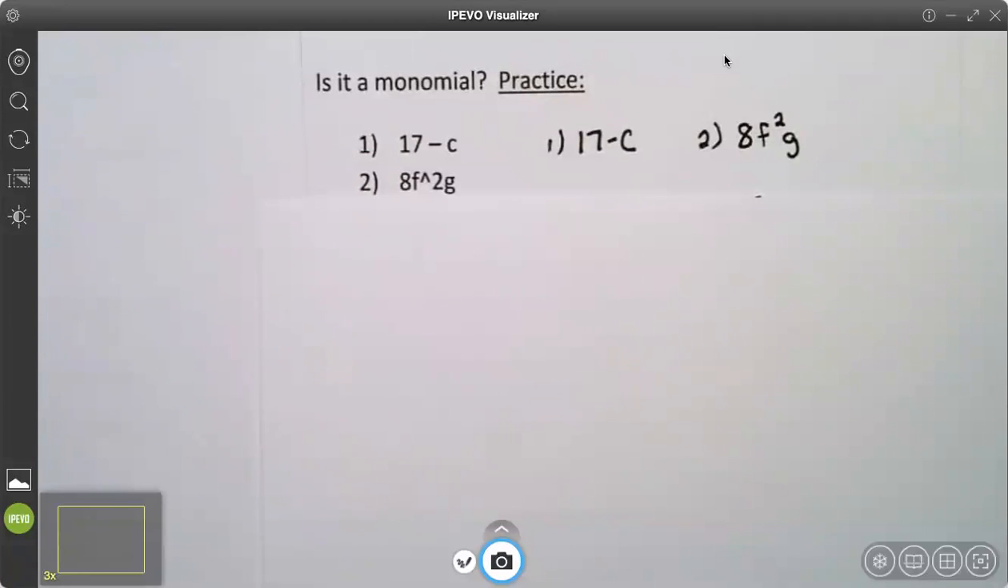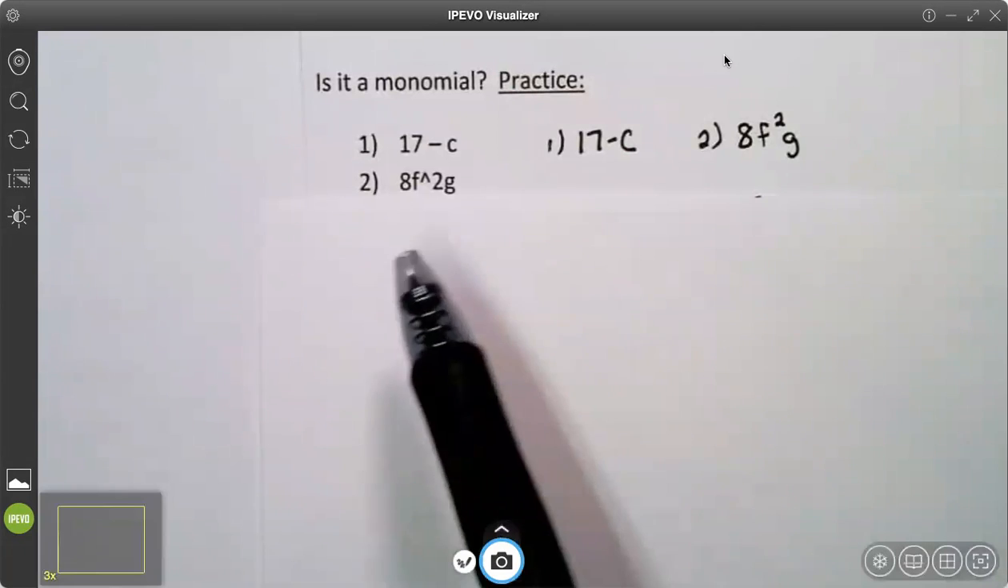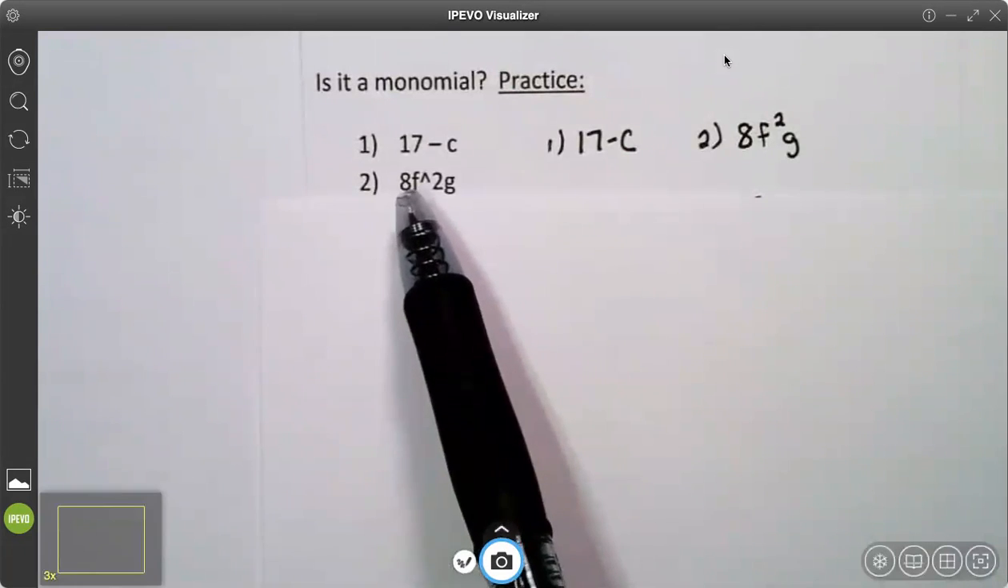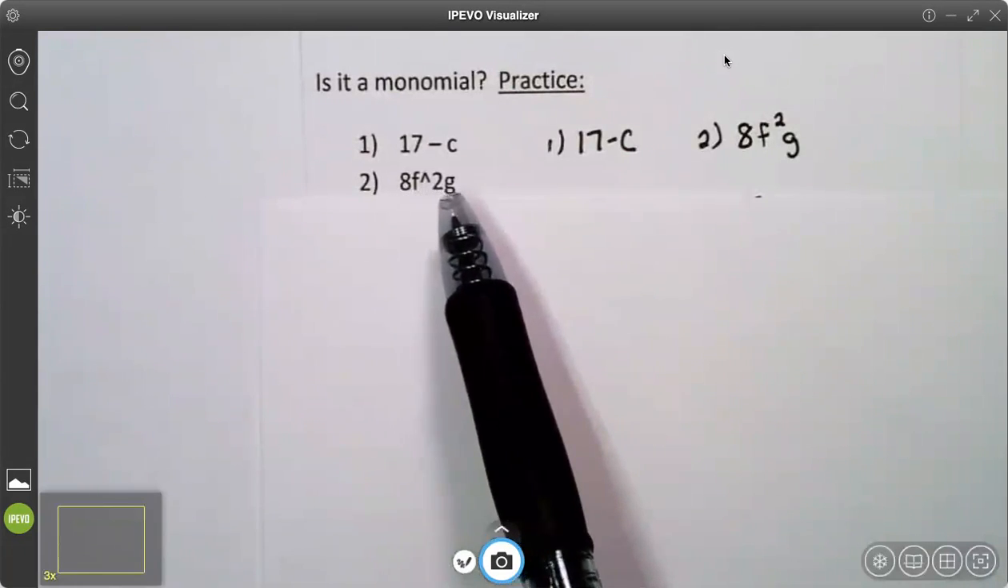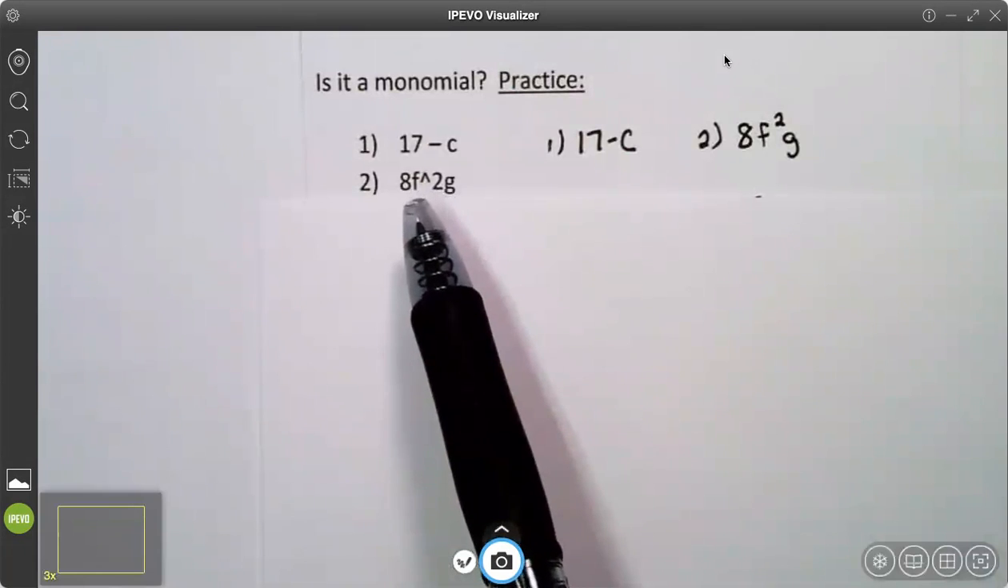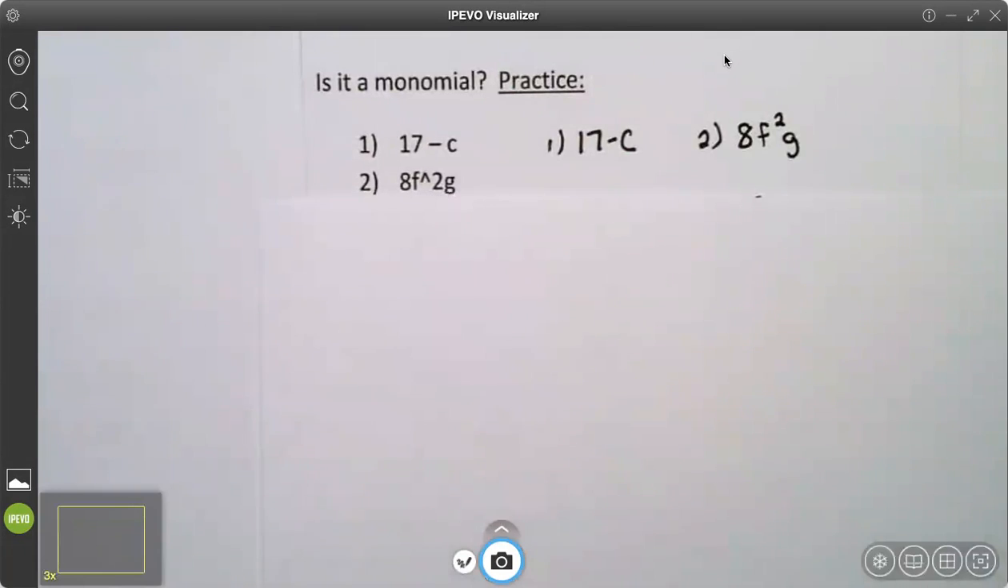Again, I'm going to have them typed so that you can get used to seeing this is 8f to the second power g. That actually says 8f to the power of 2g, but we could just say 8f squared g. But I also wrote them out here so we can see them both ways. So let's practice. Is number 1 a monomial? No, 2 terms, 17 and negative c. Is number 2 a monomial? Yes, one term.